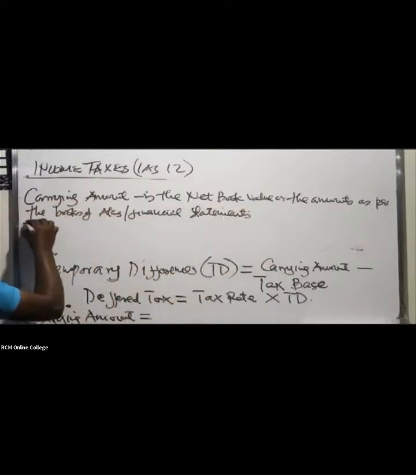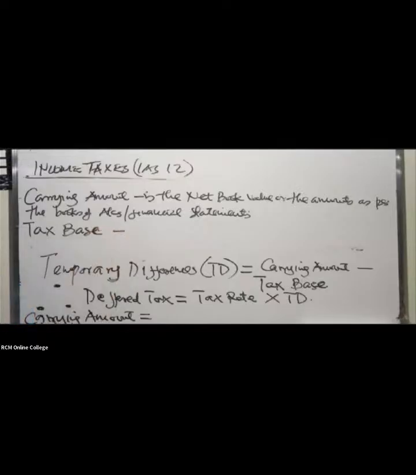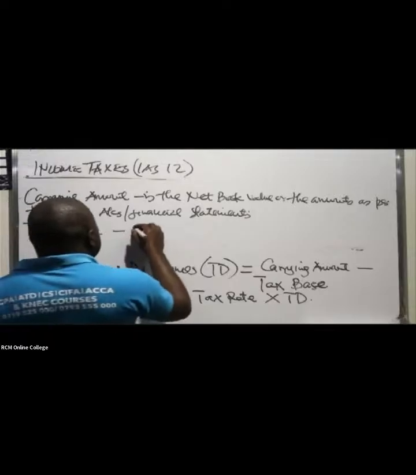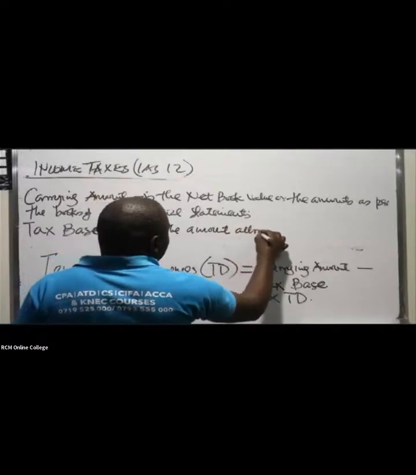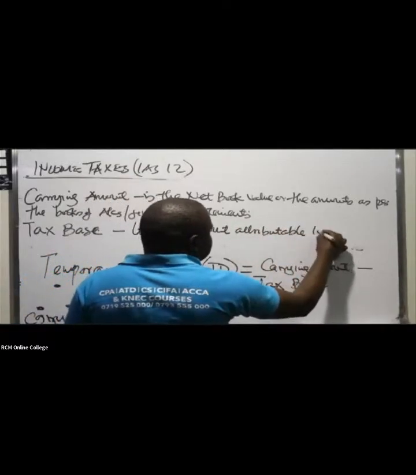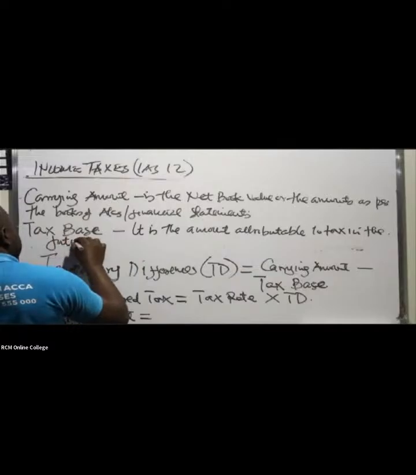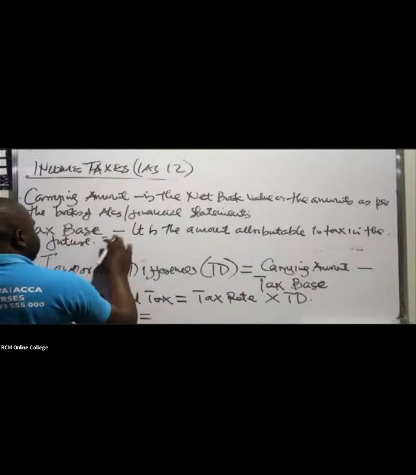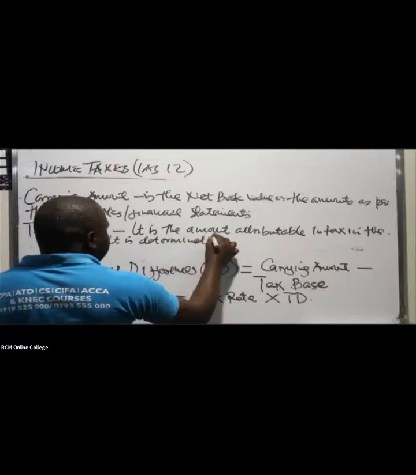Then you write this: tax base. Tax base is the amount attributable to tax in the future, determined by the taxman.